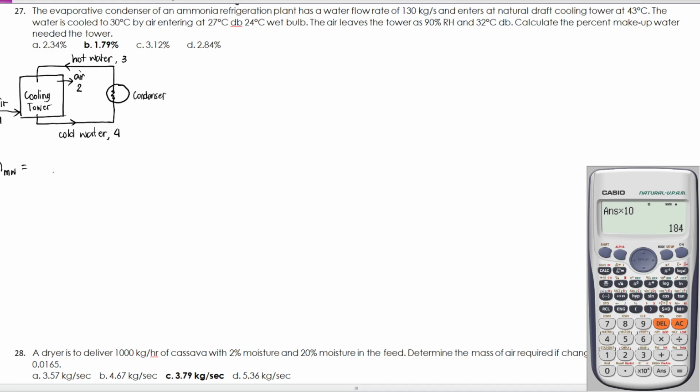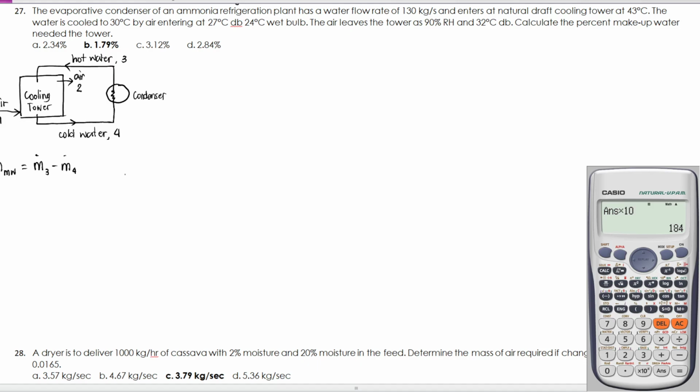So again, etong mass of makeup water na to, this is the difference of the mass flow rate ng hot water at 0.3 and yung mass flow rate ng cold water at 0.4. Okay? So, syempre, mas mababa na yung mass ng cold water. Kasi nga, dumaan na siya ng evaporation process, so nagkulang na yung kanyang amount.